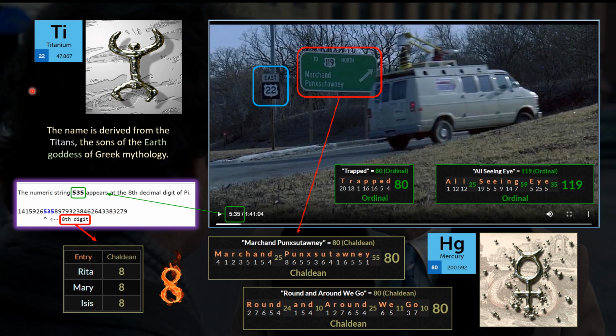22 on the periodic table of elements is titanium. And you can see the imagery again on the Royal Society of Chemistry is an image of a man, and the name is derived from the Titans, the sons of the Earth goddess of Greek mythology. Titans being the gods or the Elohim. So trapped is 80 in English, also matching round and around we go in Chaldean.